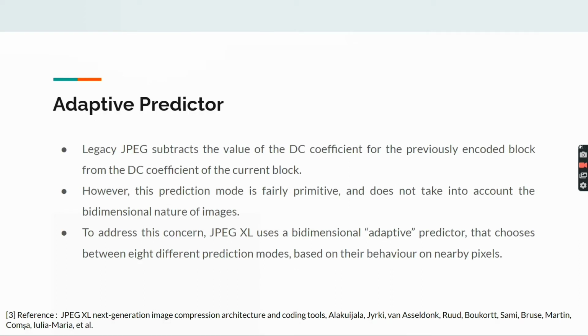In legacy JPEG, we used to subtract the DC coefficient of the previously encoded block from the DC coefficient of the current block, which was known as differential DC encoding. But this prediction mode was very old and it doesn't take into account the two-dimensional nature of images. So for that, JPEG XL uses something called an adaptive predictor. JPEG XL has a set of 8 different prediction modes, and based on the behavior of the nearby pixels, one of these modes is selected. Suppose you have neighboring pixels wherein one of the prediction modes gave you the minimum error. On the current pixel, that mode will be selected.